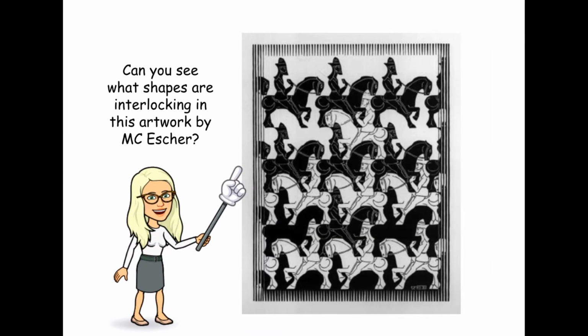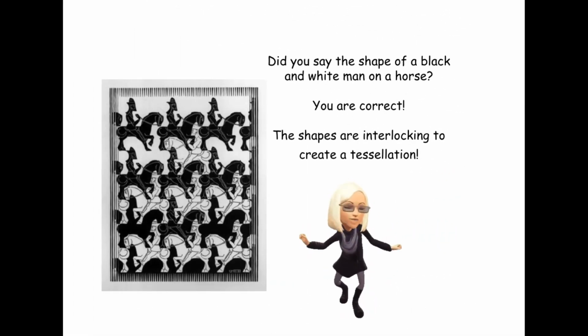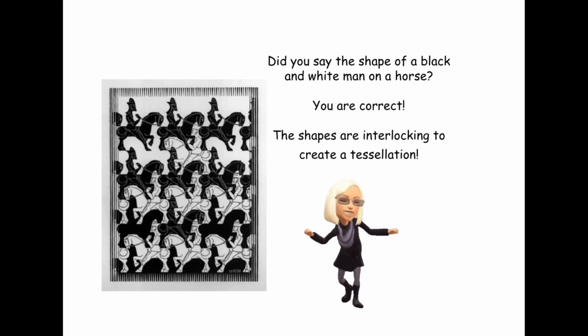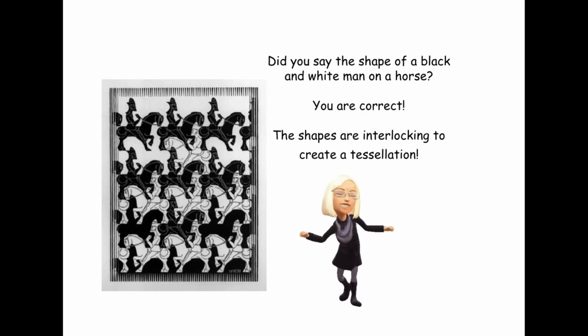Can you see what shapes are interlocking in this artwork by MC Escher? Did you see the shape of a black and white man on a black and white horse? You are correct! The shapes are interlocking to create a tessellation.